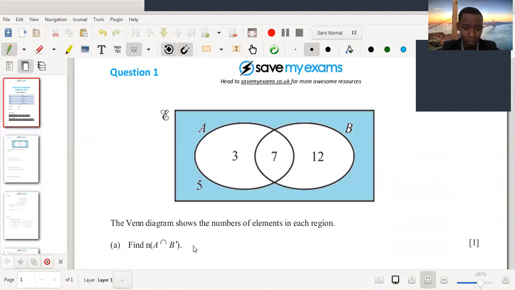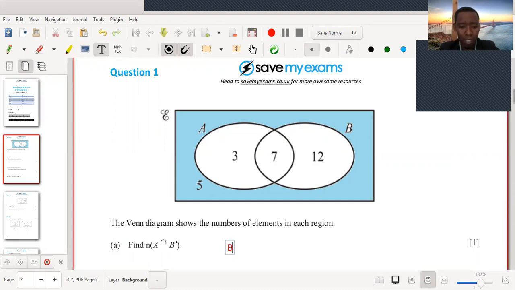How do you find that? The first step, you need to know what B complement is. B complement means outside B. So B complement means outside of B. Where is it? When you go outside of B, we can find this.